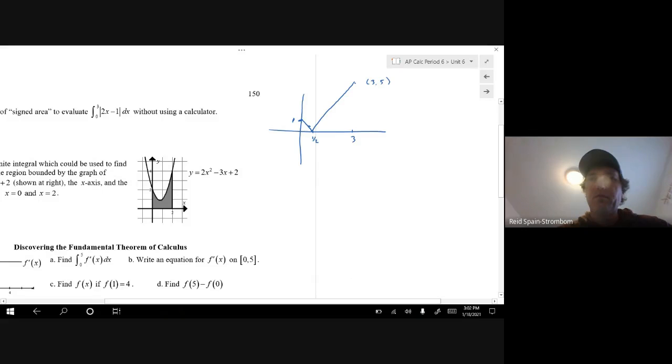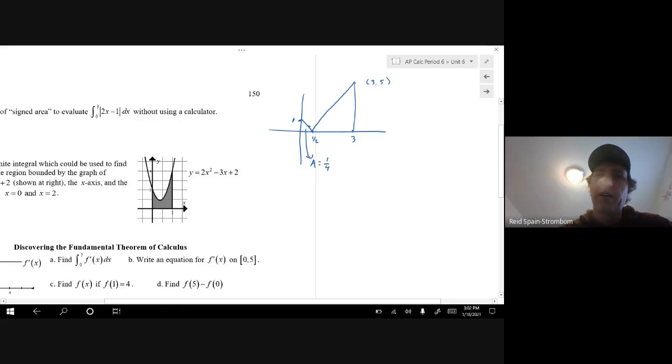Now, we can go ahead and actually find the area of each one of these triangles to find this integral, because remember, this integral is just our signed area. So here we have a 1 by 1/2 triangle. So this has an area of a fourth.